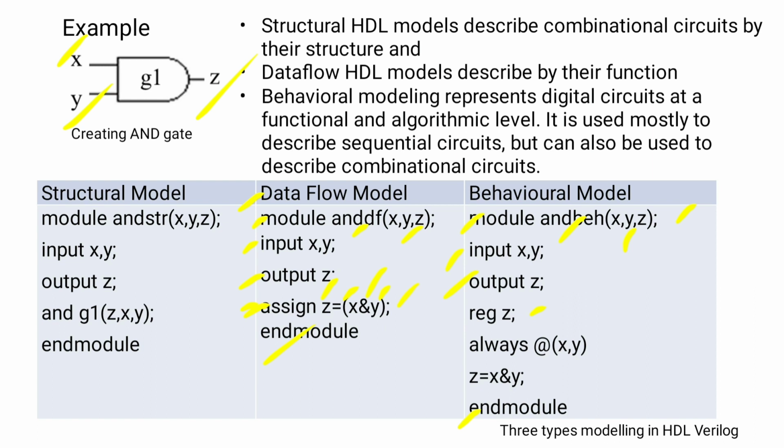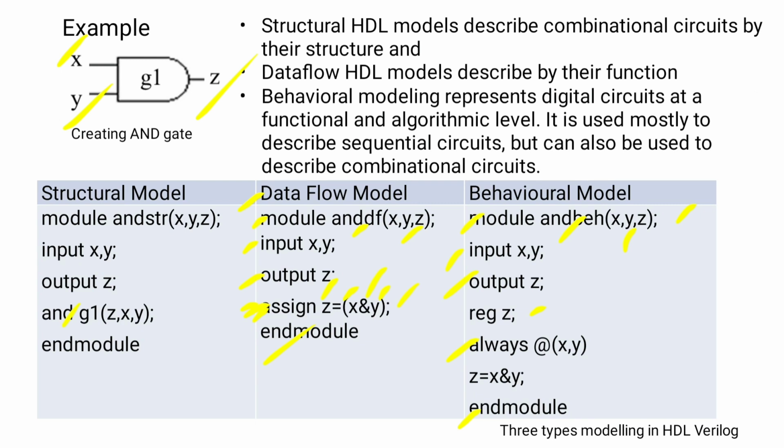Then the keyword used in the behavioral model is always. If any program has always, then it is a behavioral kind of Verilog model. If assign is there, that belongs to the data flow model kind of Verilog program. If AND reserved words or system primitives are there, that is a structural model kind of Verilog program.